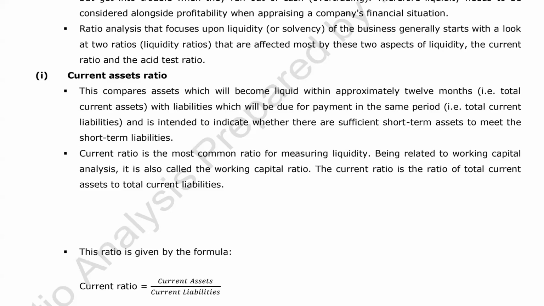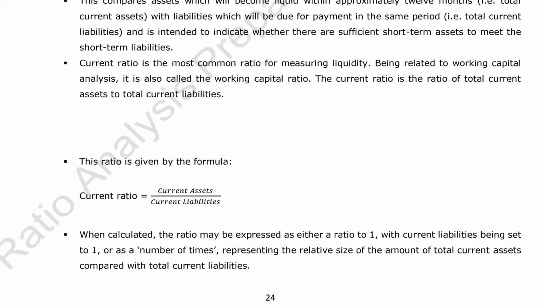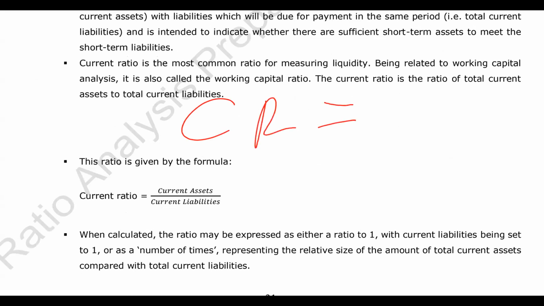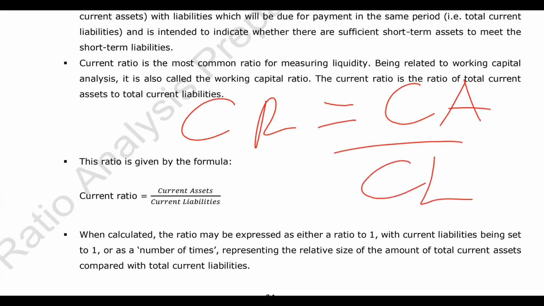The first ratio under liquidity that helps us to test the liquidity of a company is called the current asset ratio. What does this do? This compares the assets which will become liquid within approximately 12 months, that is 1 year. It compares the short-term assets, or the current assets, with liabilities. Therefore, when calculating the current ratio, you say current assets divided by current liabilities.